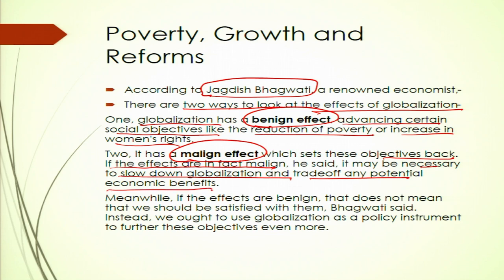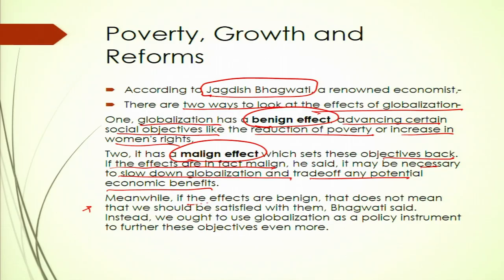So Jagdish Bhagwati's approach is very pragmatic when it comes to globalization. His argument is that globalization of course has both benign and malign effects. If the malign effects are increasing or surpassing the benign effects, then one may slow down the process of globalization and trade off with eradication of poverty and women's rights. But the moment we find that things are under control, we can again accelerate the process of globalization.